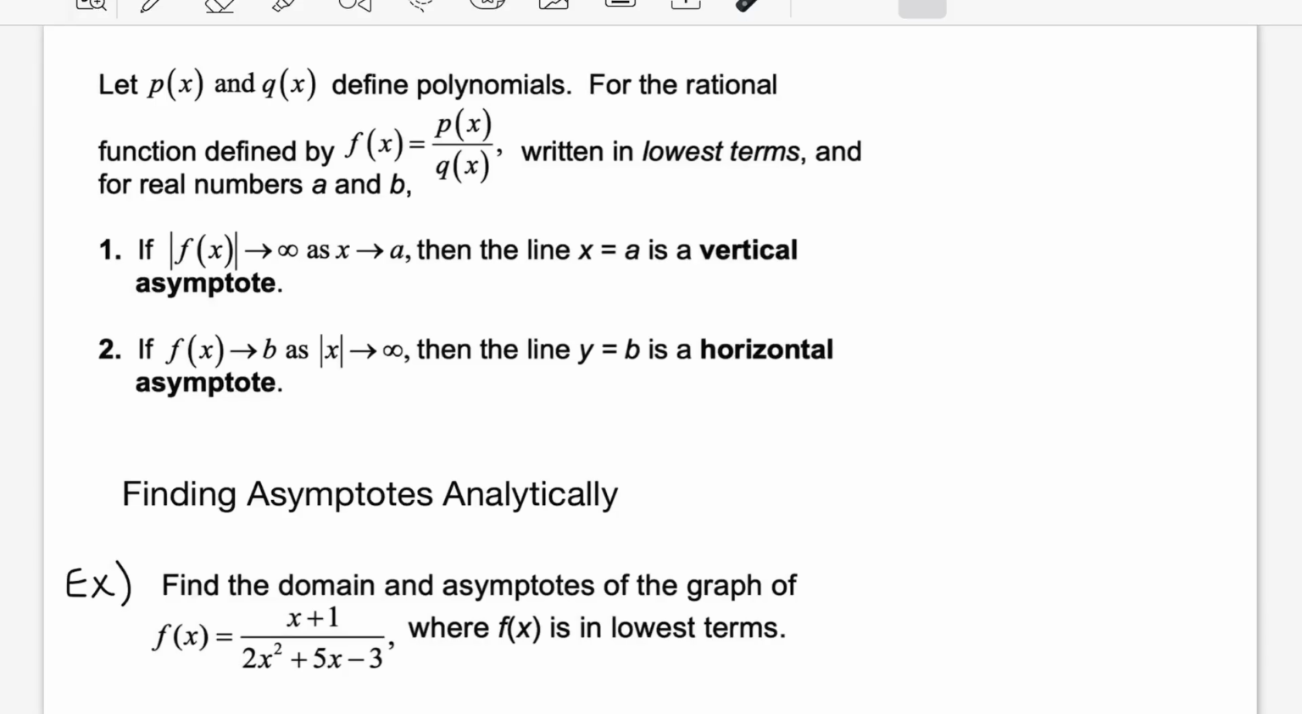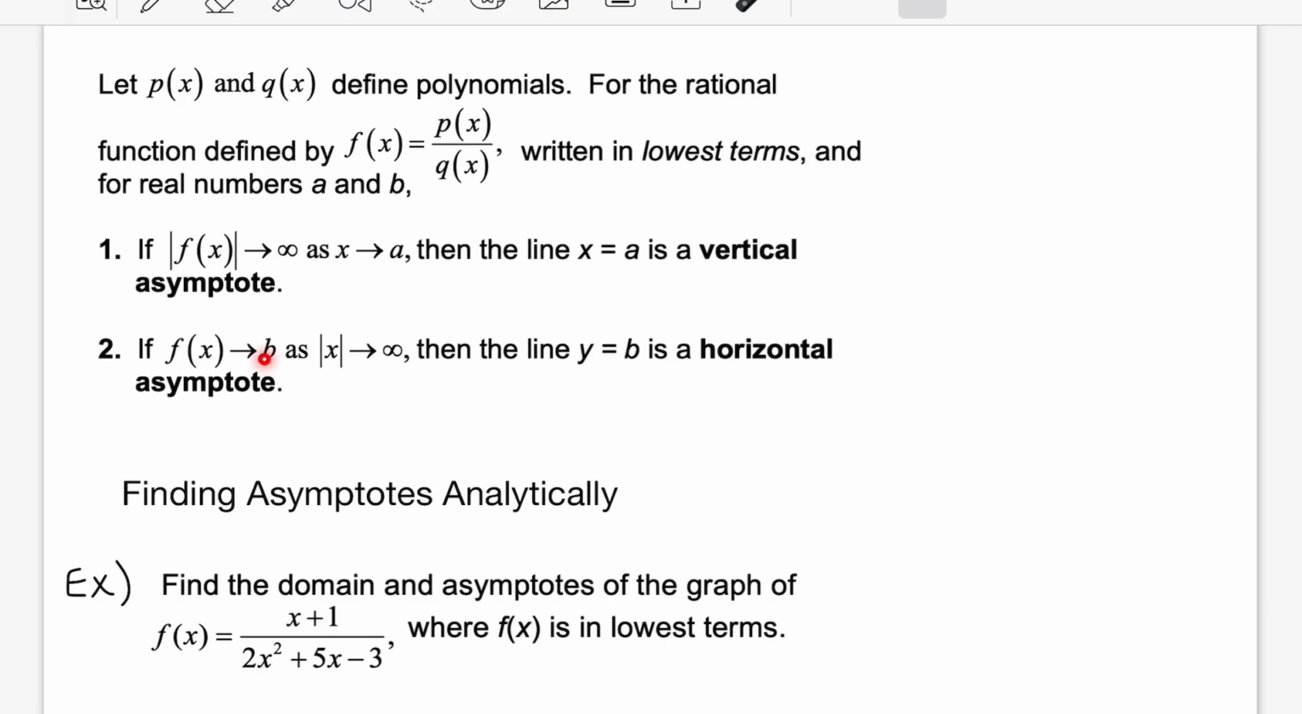In this video, we're going to go over section 5.2 from our textbook, which is on more rational functions and their graphs. So first, let's let p of x and q of x be two polynomial functions. And for the rational function defined by p of x divided by q of x written in lowest terms, so fully simplified, and for real numbers a and b, we'll see that if our function gets bigger and bigger or approaches infinity as x approaches some number a, then the line x is equal to that number a is going to be a vertical asymptote of our function.